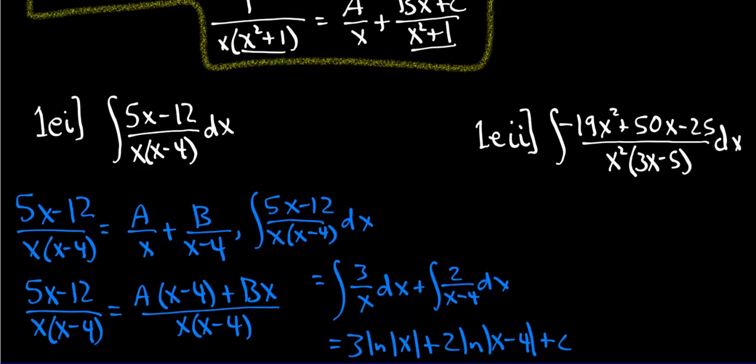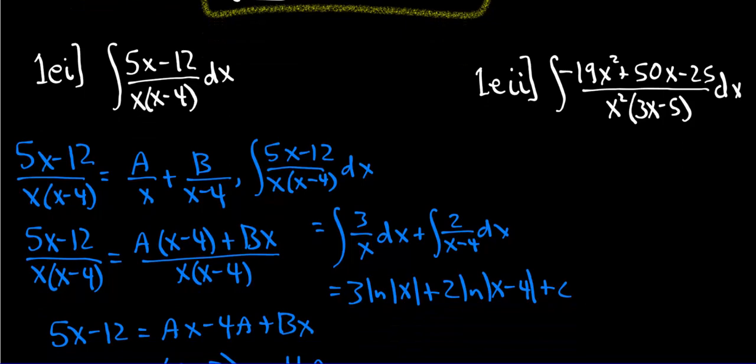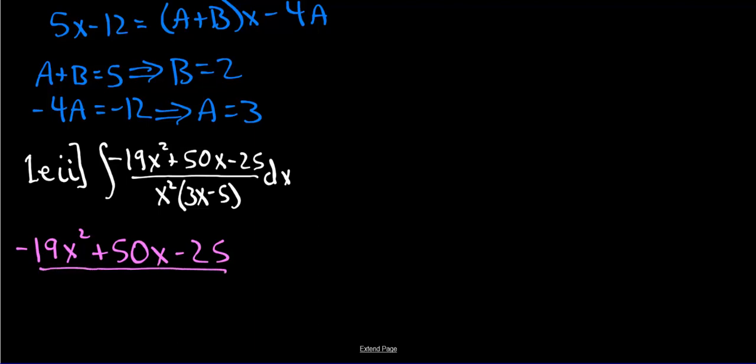Okay, now let's look at this next one. See what we can do with this one. I think I'm going to move it down the page a little bit. Okay, so I moved it down the page. Got myself a little more room. So now let's see what we've got here. We've got negative 19x squared plus 50x minus 25 over x squared times (3x minus 5).